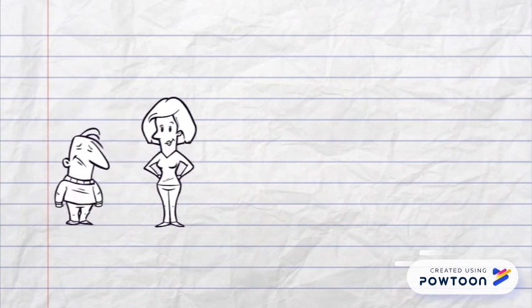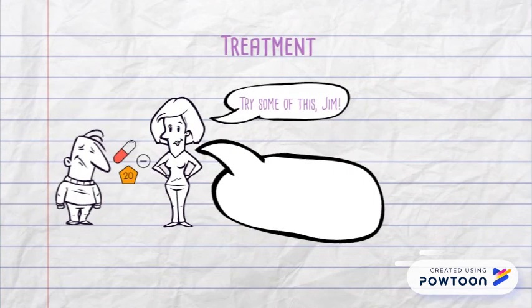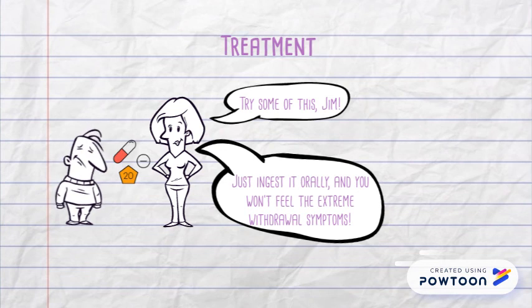In order to treat Jim's heroin addiction, Barbara could prescribe methadone. Methadone is a slow-acting opioid agonist. It works on the same brain areas as heroin, but a lot slower as it is ingested orally. This prevents withdrawal.